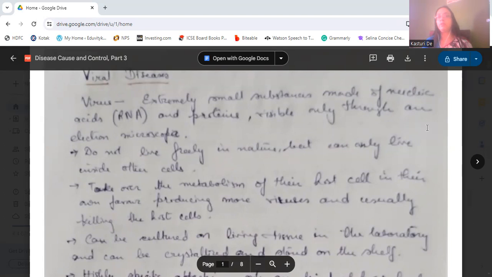So today we will be discussing the third and last part of this chapter, that is disease cause and control, according to the class 9 ICSE syllabus.